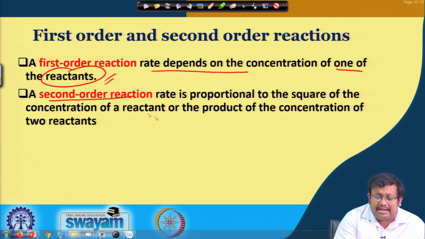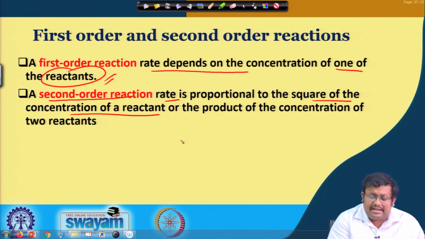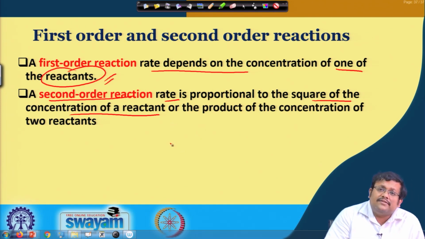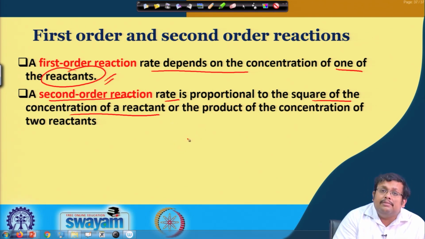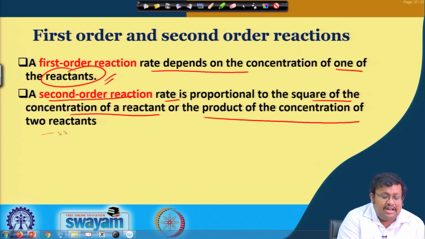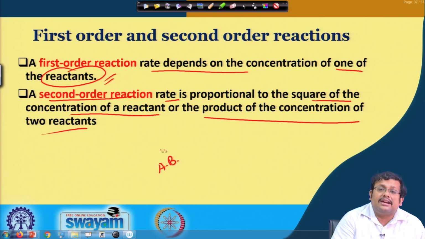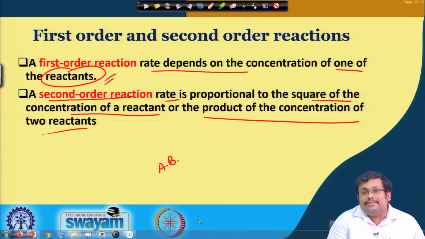However, in case of second order reaction, the rate is proportional to the square of the concentration of a reactant. So, if you take the square of the concentration of the reactant, the reaction rate will be proportional to that concentration squared, or the product of the concentration of the two reactants. So, if there are two reactants A and B, then the product of the concentration of the two reactants will be considered while defining the second order reaction.